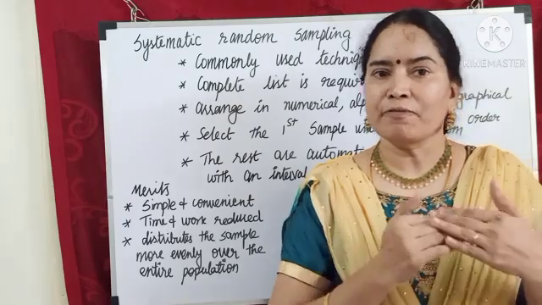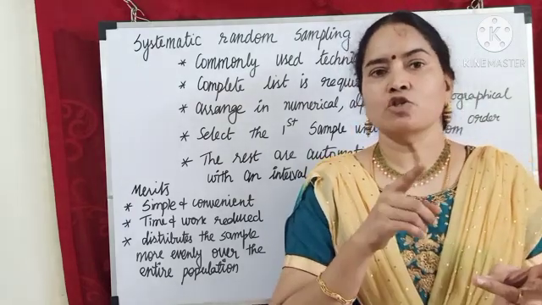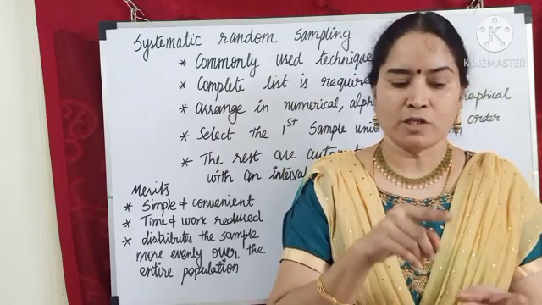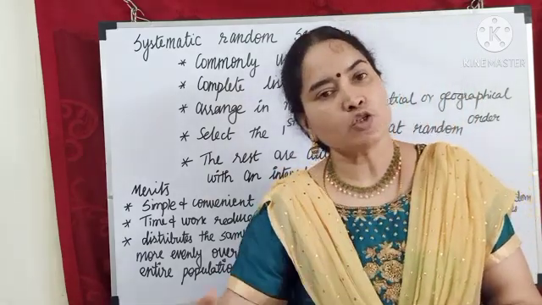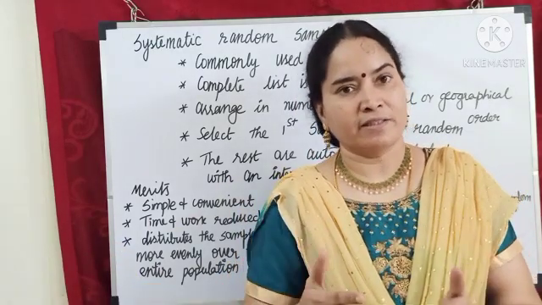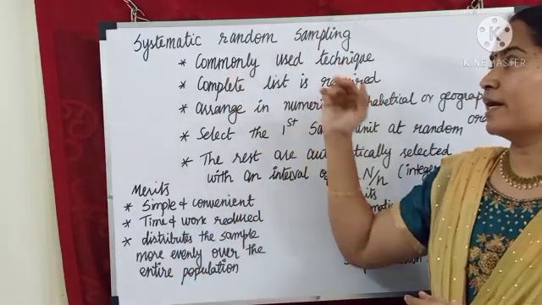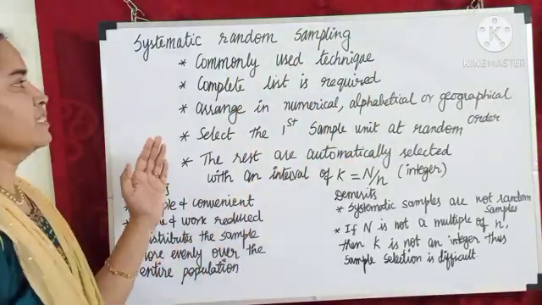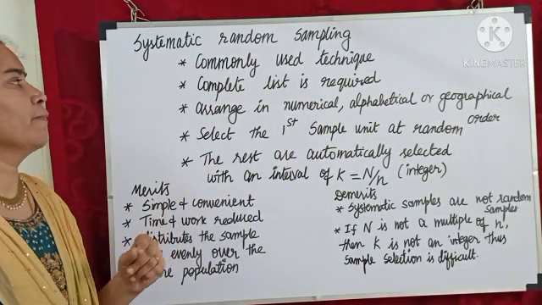First person, if I select 2, then 2 plus 10, 12th person, 12 plus 10, 22nd person, 22 plus 10, 32nd person, and so on. I can keep on selecting and they will create the sample. So this method we call systematic random sampling. I can say it is a commonly used technique of sampling.